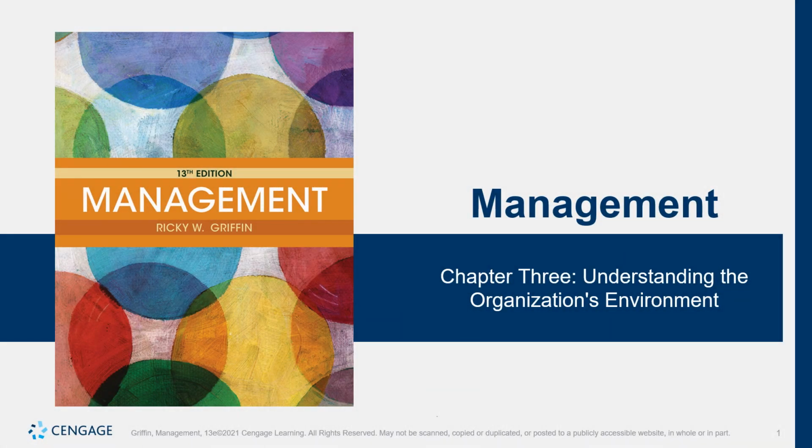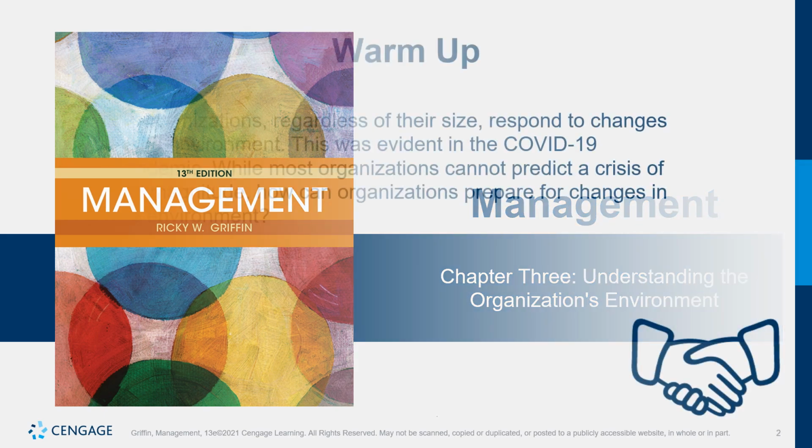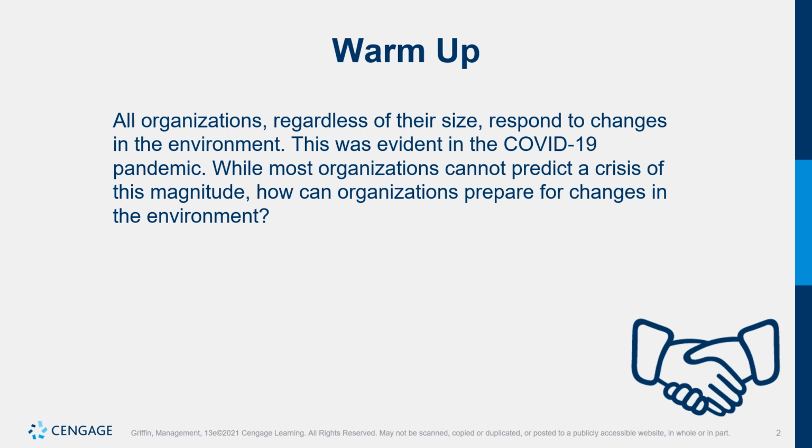Chapter 3 of our management book is all about understanding the organization's environment. All organizations, regardless of their size, respond to changes in the environment. This was evident in the COVID-19 pandemic. While most organizations cannot predict a crisis of this magnitude, how can organizations prepare for changes in the environment?